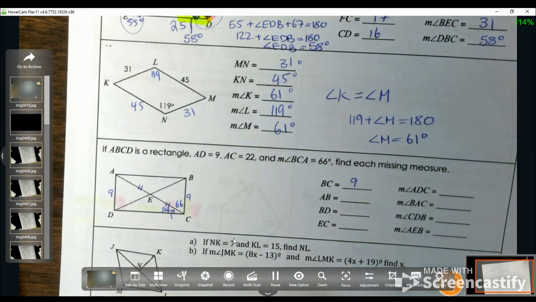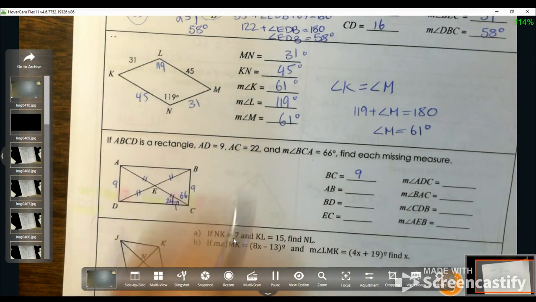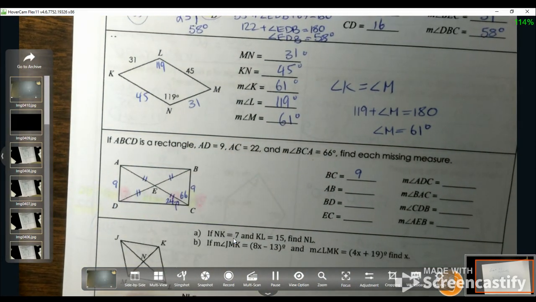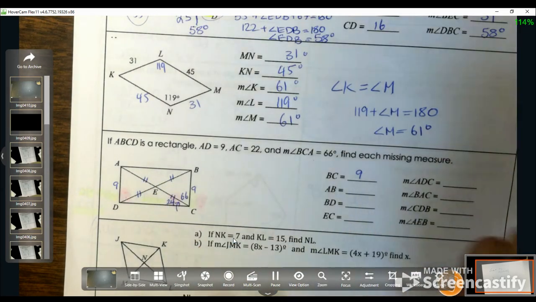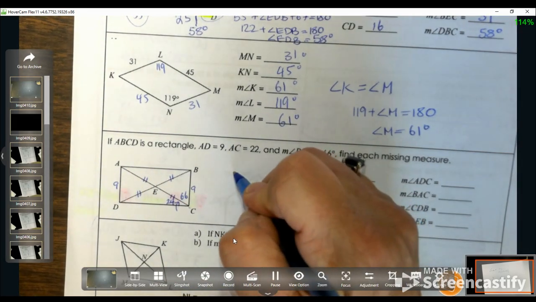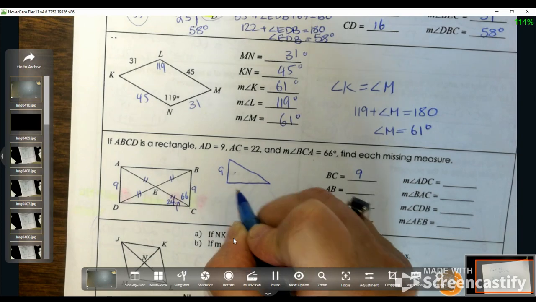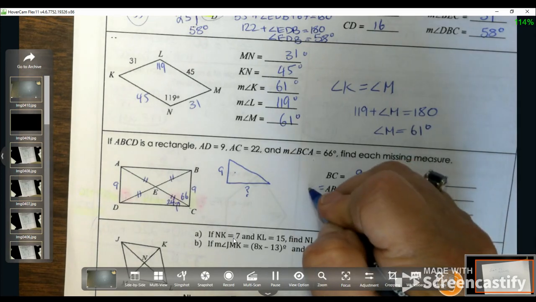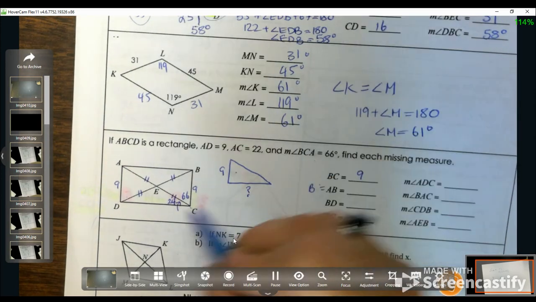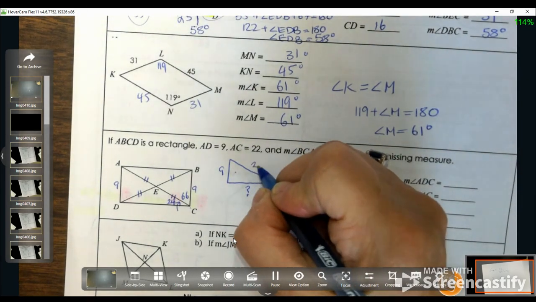Okay, so now let's take a look. This is 11, and that's 11, because the diagonals bisect each other. Okay, and let's see. They want to know what AB is, and in order to figure out what AB is, you have to use Pythagorean. If this is 9, this is AB or BC. This is actually DC. Okay, and this is 22.